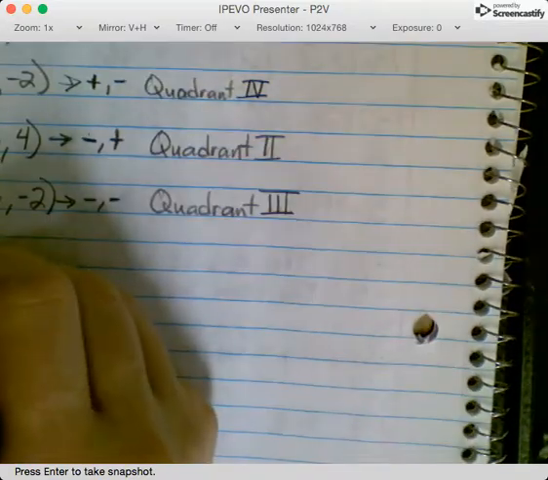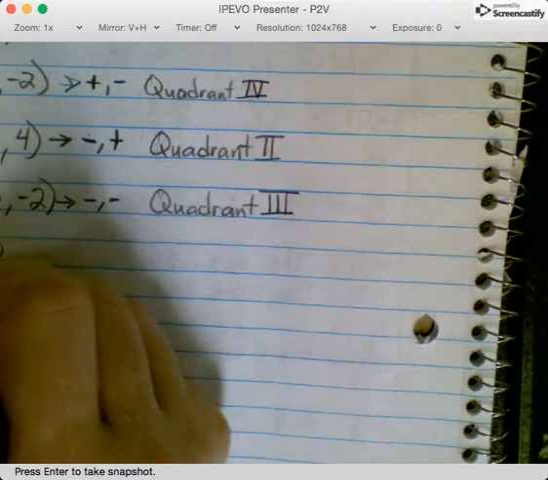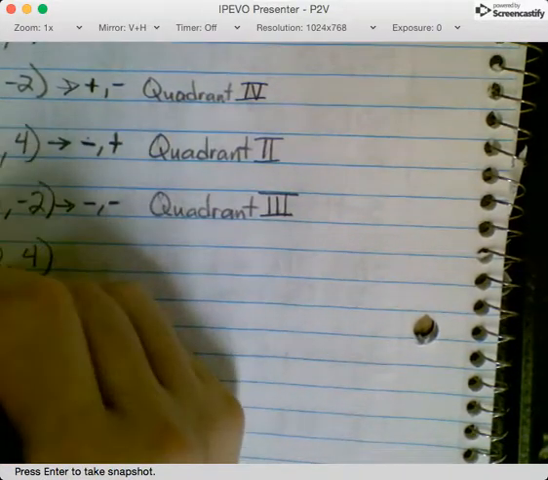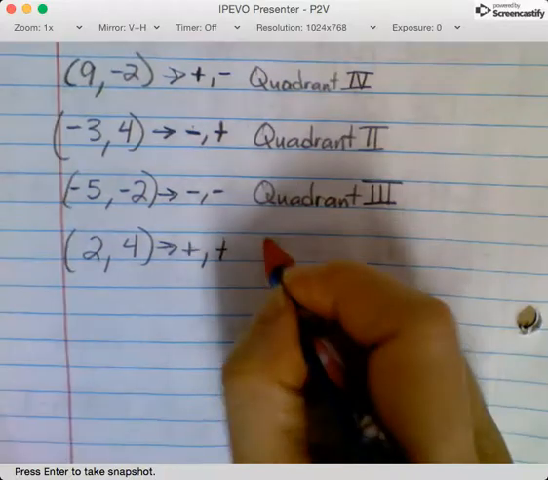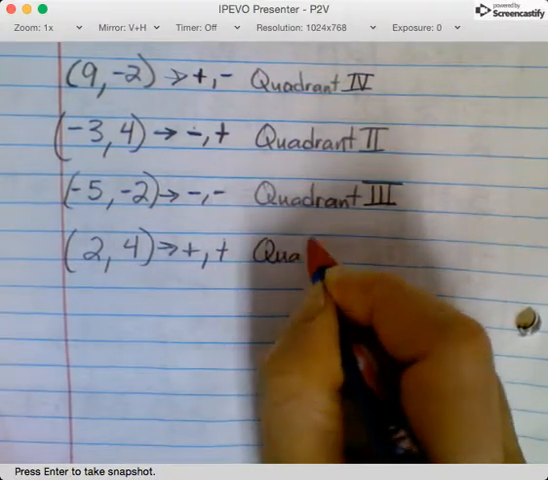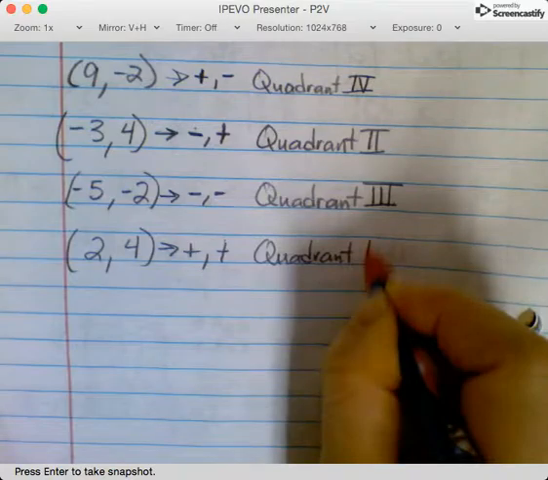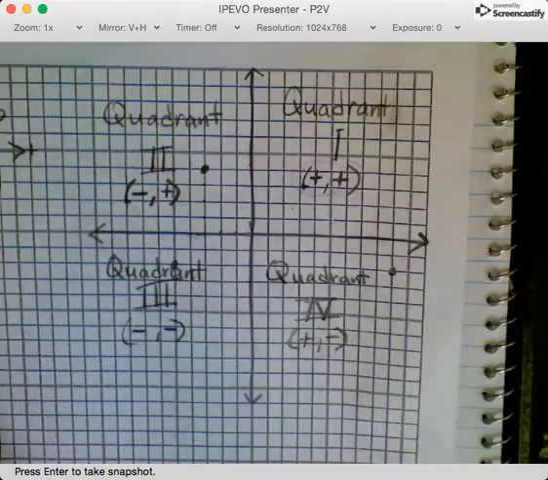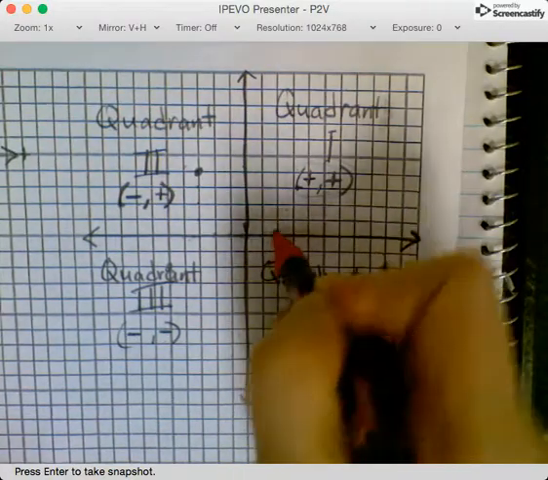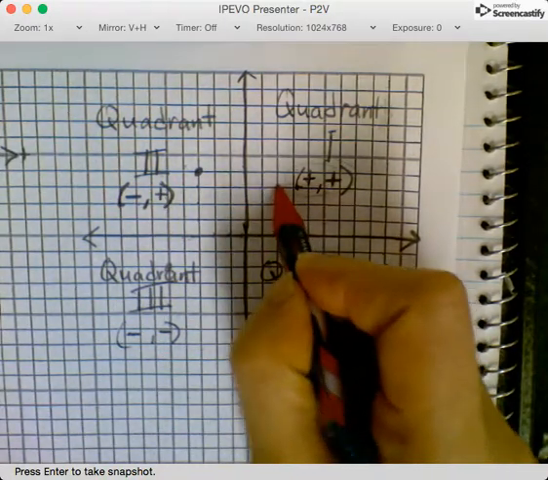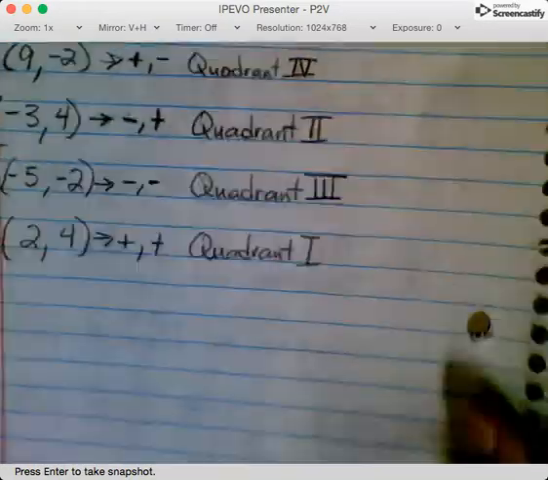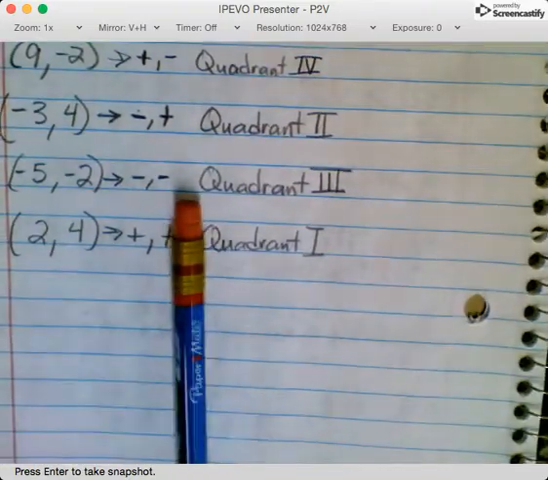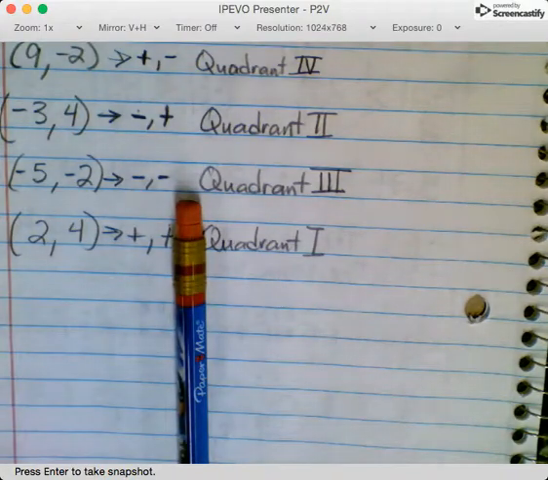And then obviously if I had positive, positive, it's going to be in the quadrant we're more familiar with, which is quadrant 1. And I can prove that. 1, 2, 1, 2, 3, 4. And that's where that point would be. Okay. So pretty simple figuring out what quadrant those points are in.